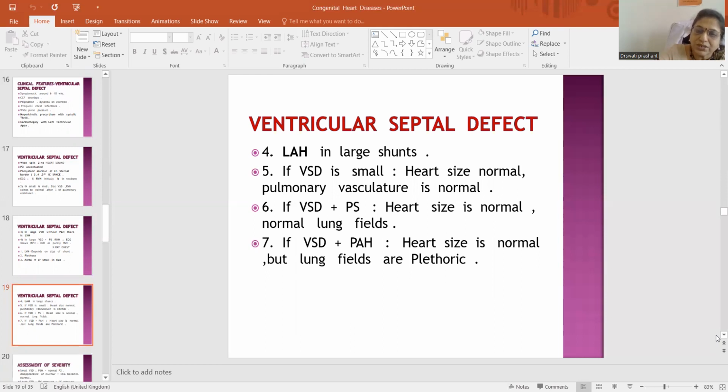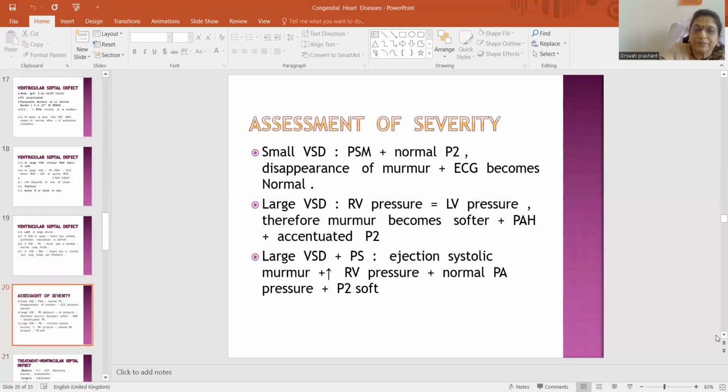If VSD is associated with PS, then the heart size may look normal. If there is pulmonary hypertension, the heart size comes back to normal, meaning there will be reversal of shunt once the pulmonary hypertension sets in.